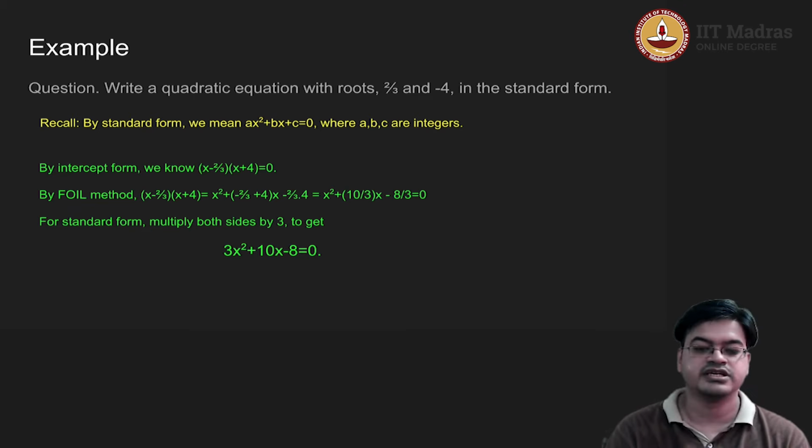and try to see how I will convert a standard form into an intercept form. Again, we will use FOIL method but in a reverse manner. So I want to convert a function, quadratic function, which is given to me 5x square minus 13x plus 6 to intercept form. That means I want to write a times x minus p into x minus q. So how will I convert this?